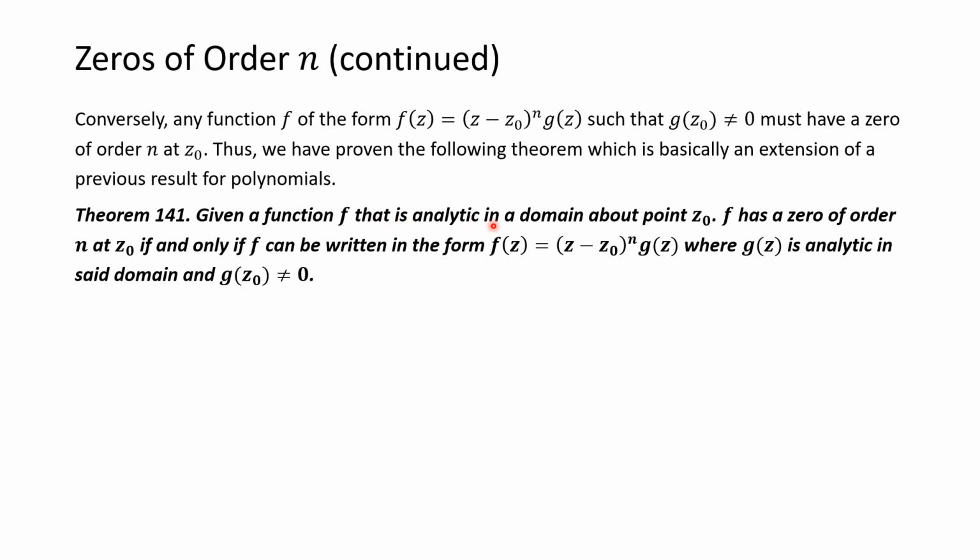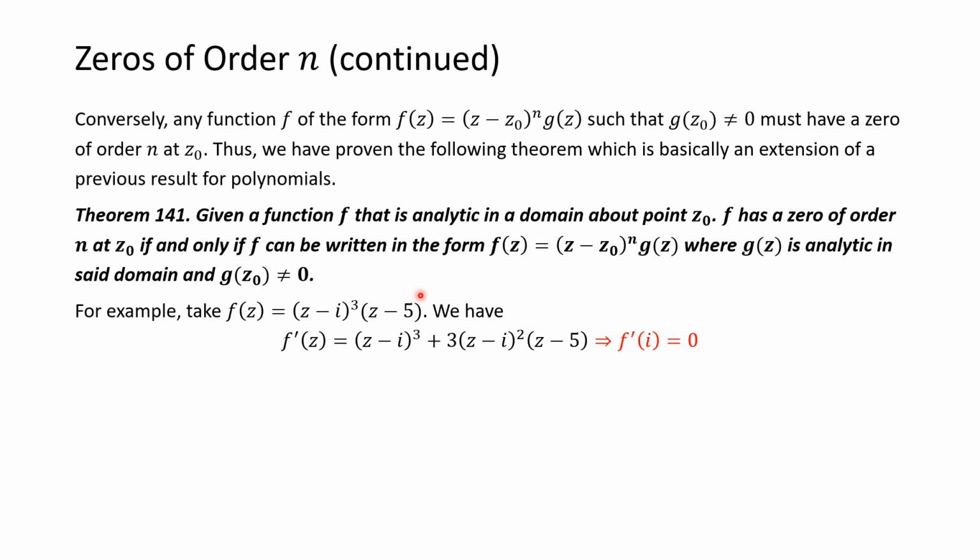If f is analytic in a domain about a point z sub 0, f has a zero of order n if and only if f of z is of this form, z minus z sub 0 to the nth power times g of z, where g of z is analytic in the said domain and g of z sub 0 doesn't equal 0. So we can verify this theorem, or convince ourselves that it works, for a couple of examples here.